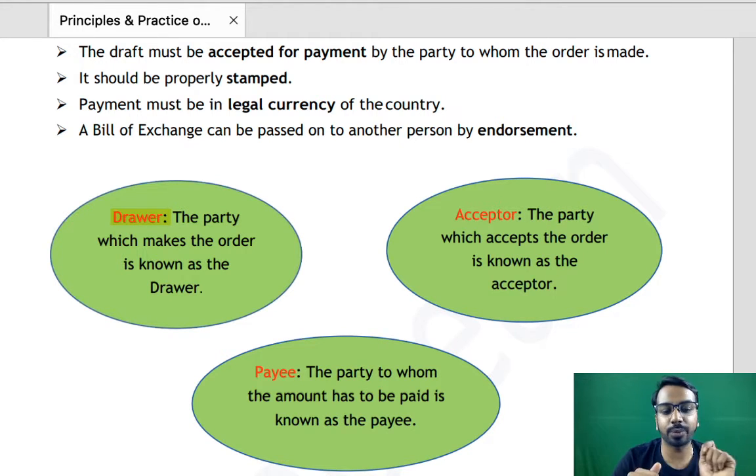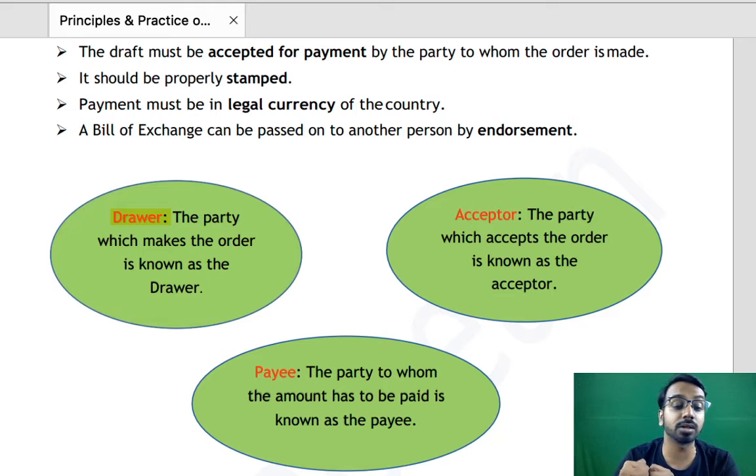So what we'll do is we'll quickly jump onto some important concepts related to dates. Now one thing that you must carefully understand and remember is, whenever you are talking about bills of exchange, you will add 3 days of grace period. That is very much important for you to add. So if the bill is due on, let's say, 30th of April, you will count 1st of May, 2nd of May, 3rd of May. So this is how you will count the 3 days of grace period.